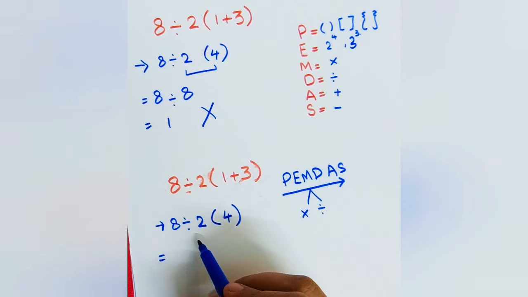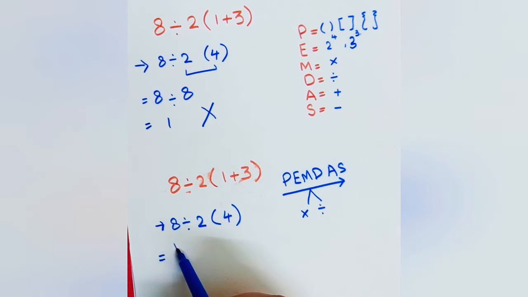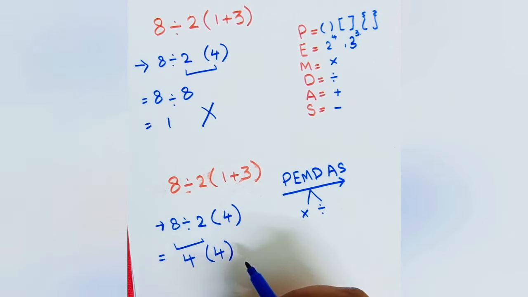So according to this question, division is coming first. You have to solve 8 divided by 2 first. So 8 will be divided by 2, you will get 4, and then this bracket will be solved. So that means 4 into 4, it will be 16. So this is the correct answer.